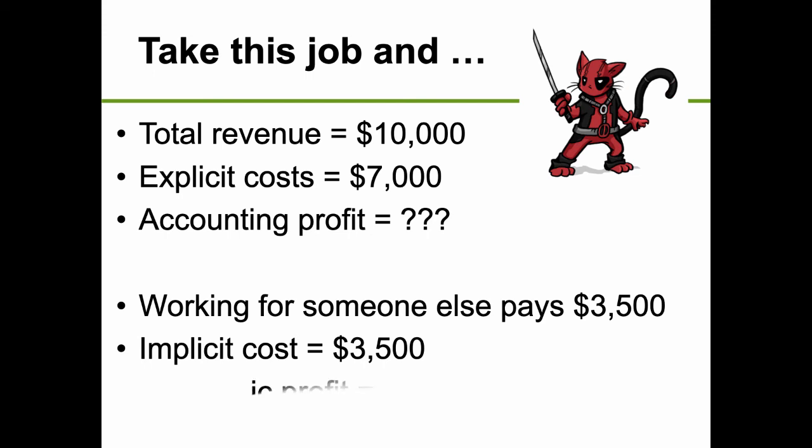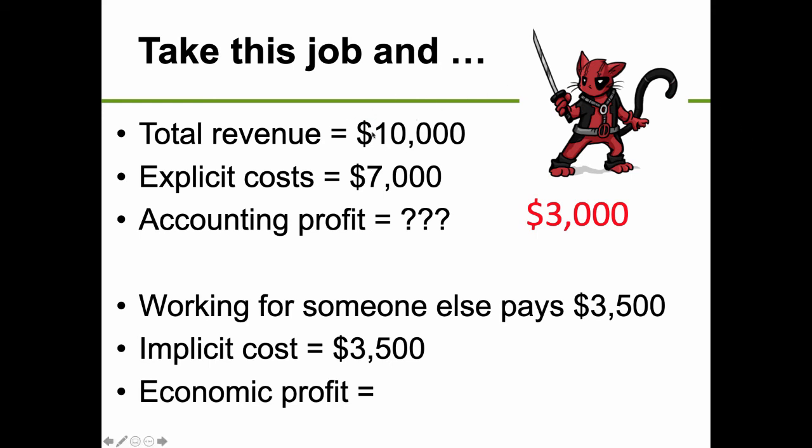Okay, so accounting profit is $3,000. You take your total revenues, your $10,000, you subtract your explicit costs, which are your $7,000, and you end up with $3,000 in accounting profit. But for economic profit, we need to subtract your implicit costs as well. So once we do that, you actually end up with a negative economic profit.